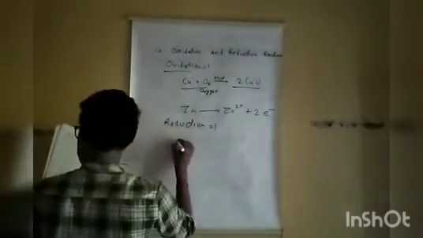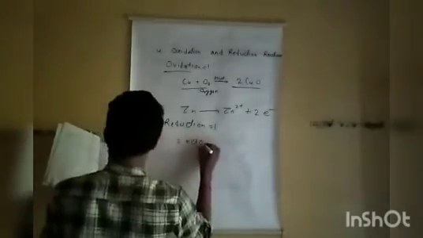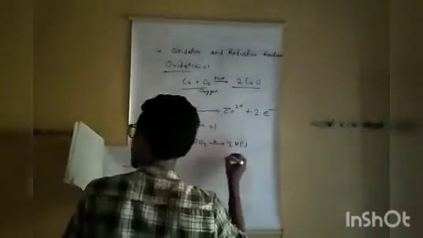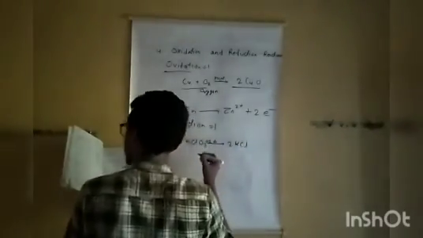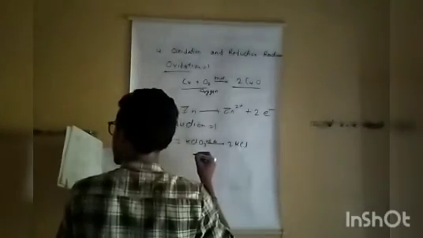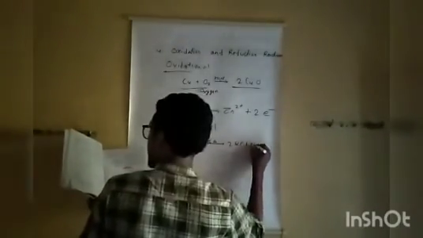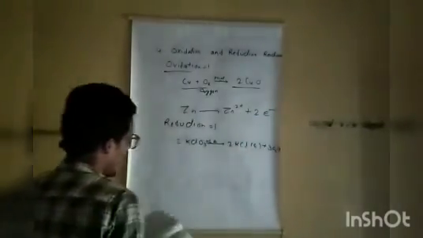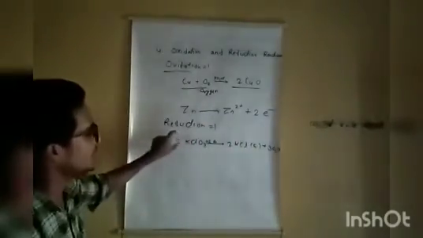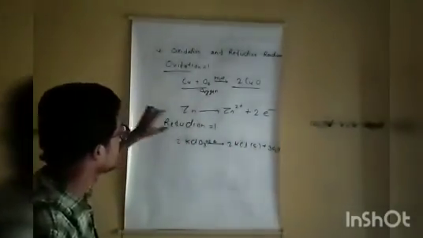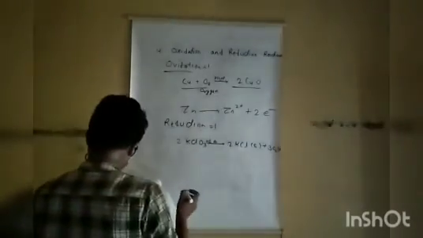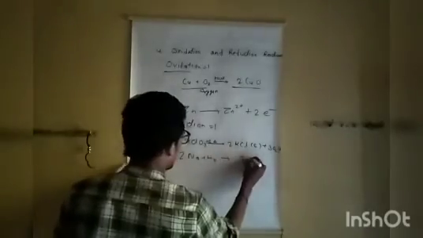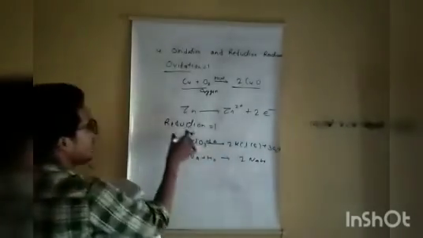First example: 2KClO3, with heat, gives 2KCl and 3O2. Here oxygen is removed from this compound, so it's reduction. Second example: 2Na plus H2 is equal to 2NaH. Hydrogen is added, so it's also reduction.